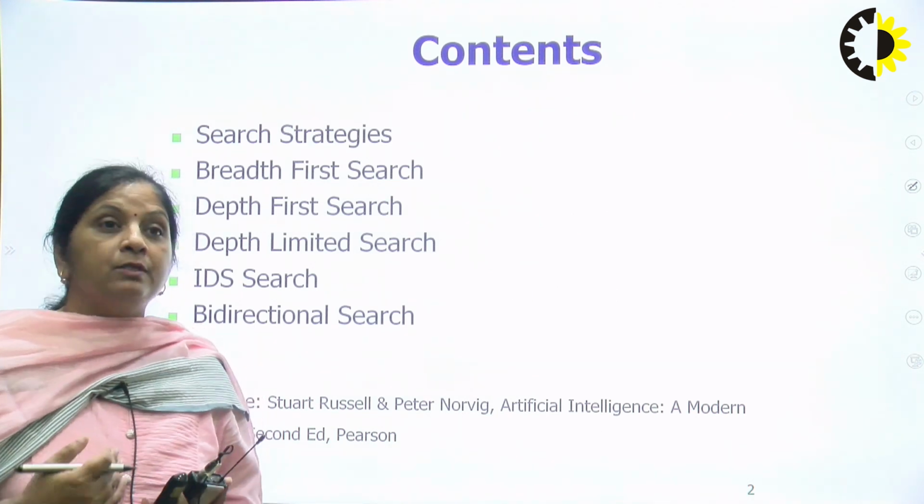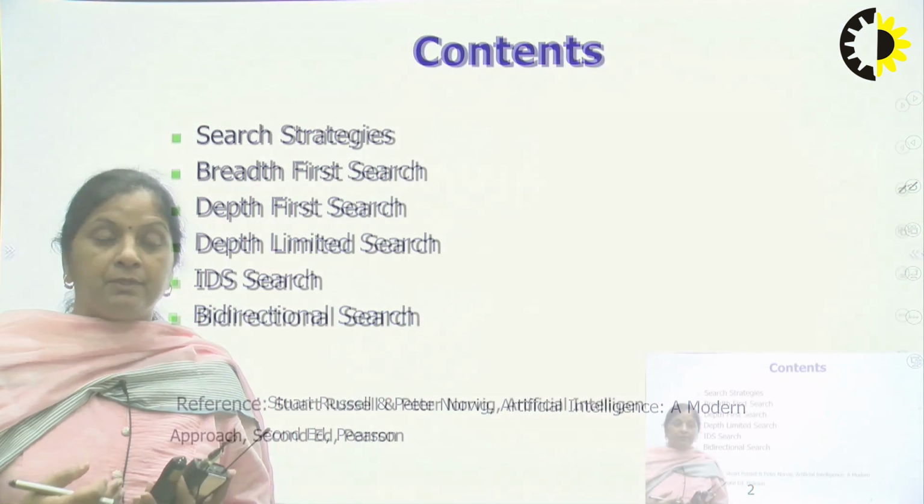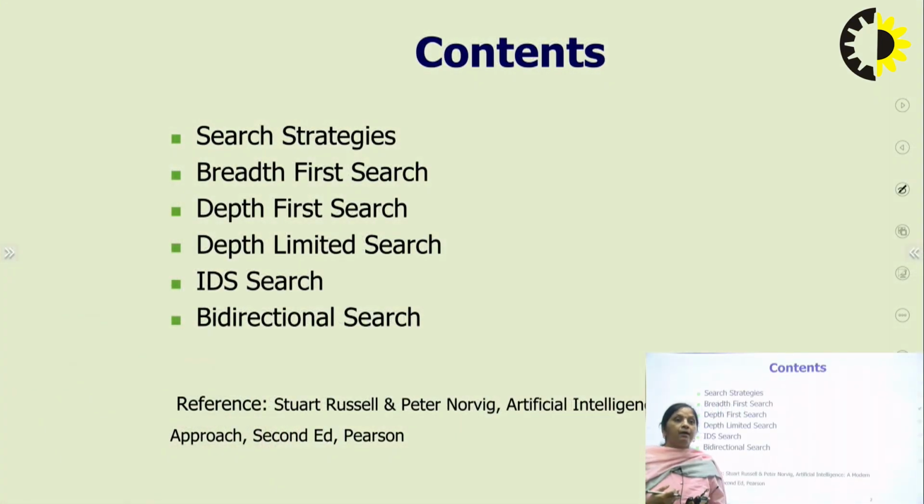we will talk about search strategies, what are the different types of search strategies that we can apply, and then we will focus on one of the types, that is uninformed. Among the uninformed search techniques, we'll talk about breadth first, depth limited, IDS and bidirectional search techniques. My reference here is Artificial Intelligence: A Modern Approach by Stuart Russell and Norvig. So let us start with our topic of uninformed search.